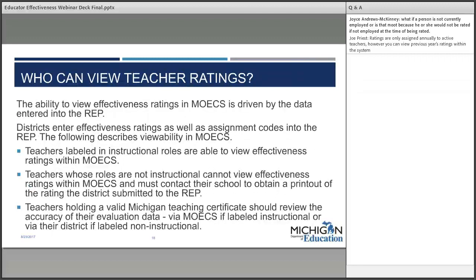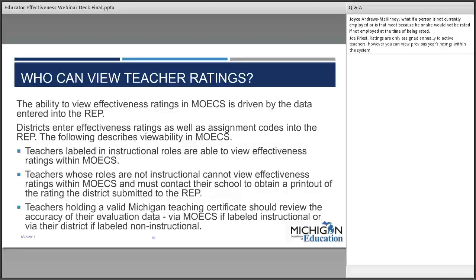Who can view ratings in MOEX? All ratings data is reported to the Center for Educational Performance and Information, or CEPI, and maintained in the REP. Ratings data is pulled from the REP to be viewed in MOEX. Teachers labeled in instructional roles are able to view the effectiveness ratings in MOEX. Teachers who are not in instructional roles can't view effectiveness ratings in MOEX and should contact their school to obtain a printout of the ratings submitted to the REP.